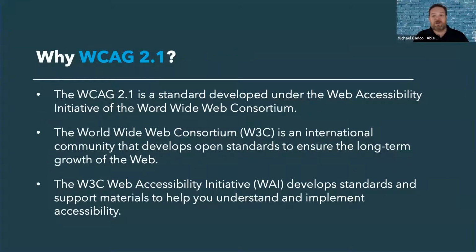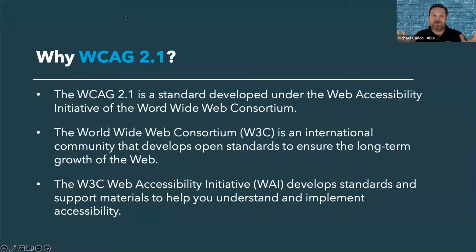So why are they using WCAG 2.1? Well, the WCAG 2.1 is a standard developed under the Web Accessibility Initiative of the World Wide Web Consortium. So what's the World Wide Web Consortium? It's an international community that develops open standards to ensure long-term growth of the web. It uses a community consensus process to create standards with people all around the world to say, this is what we think the World Wide Web should be.